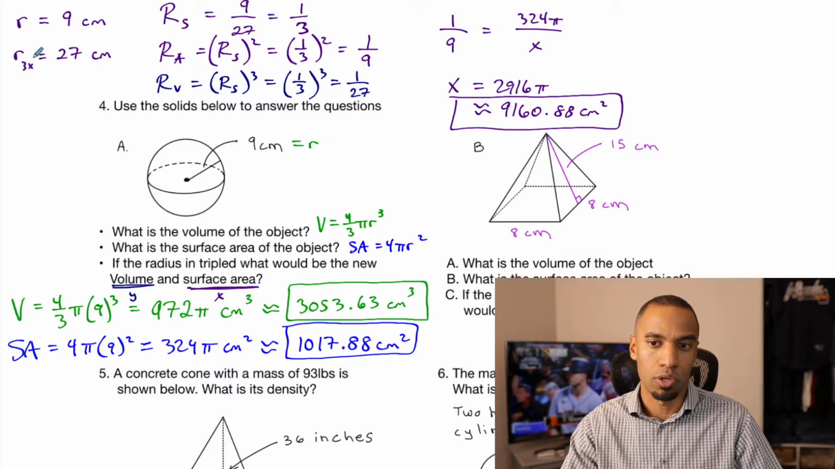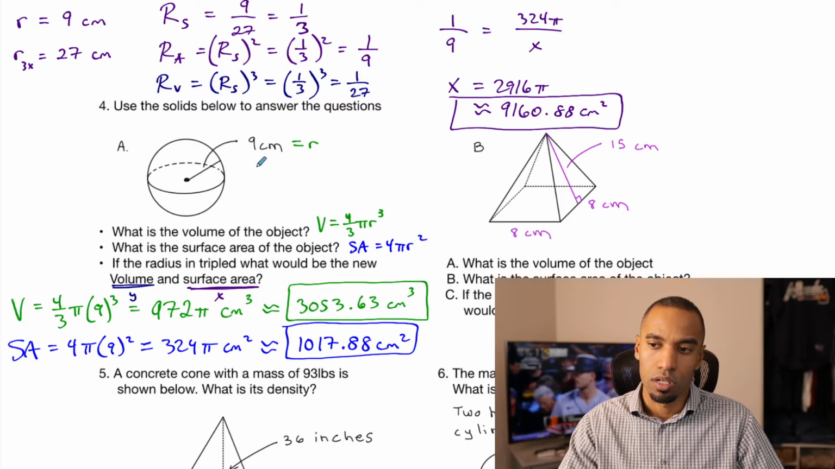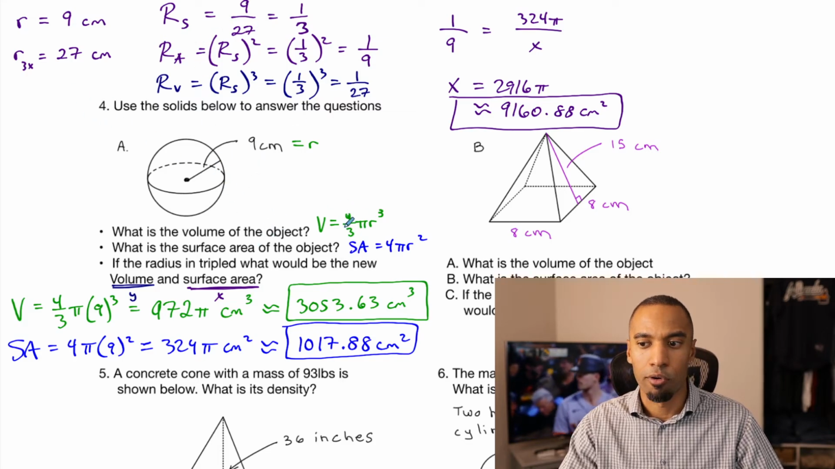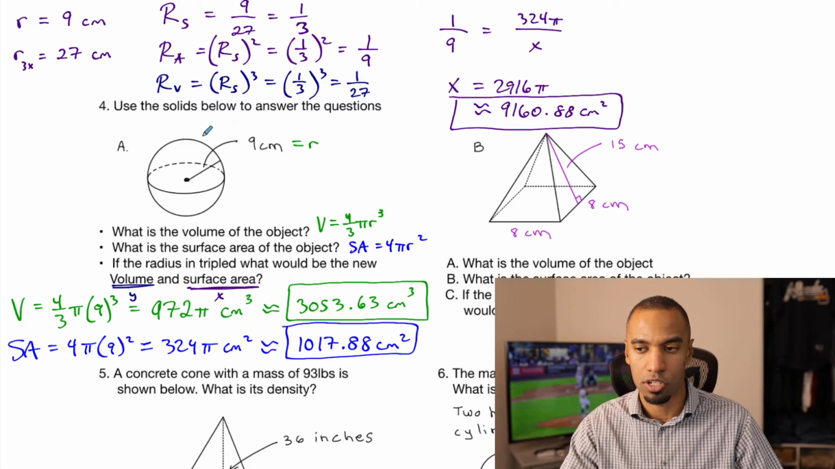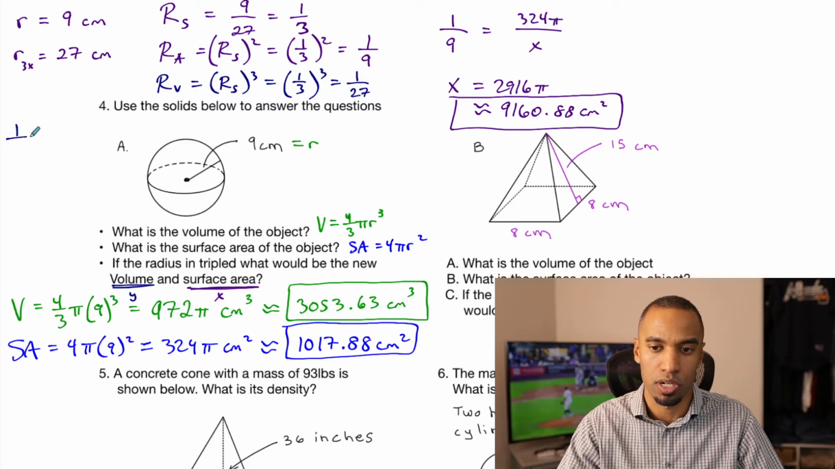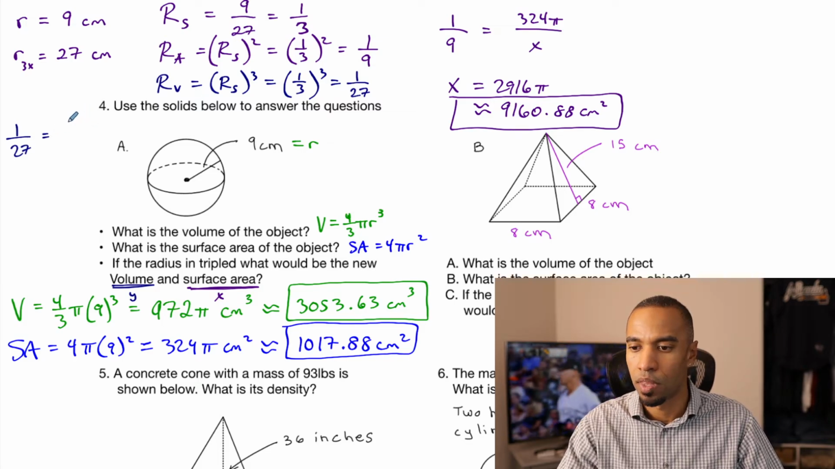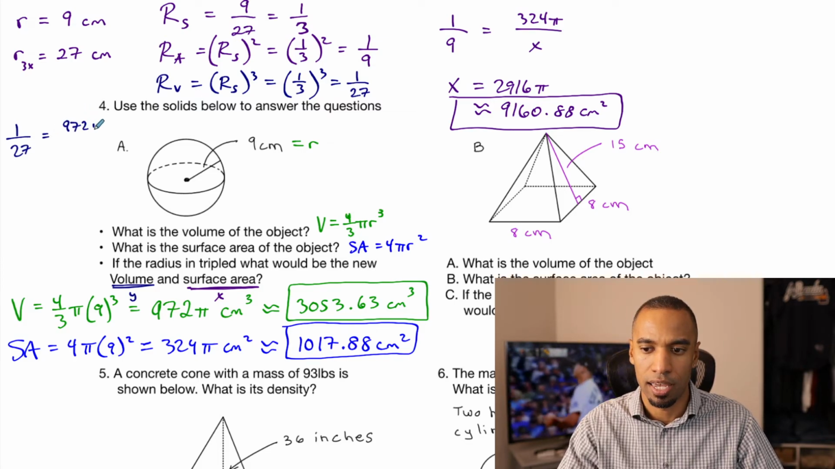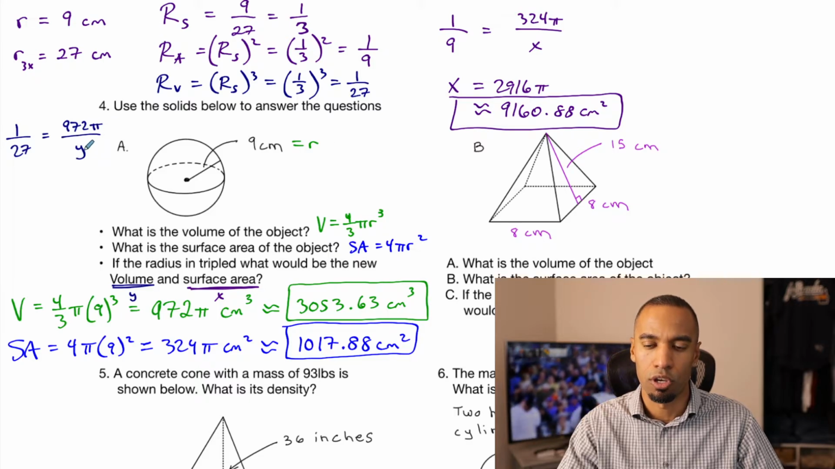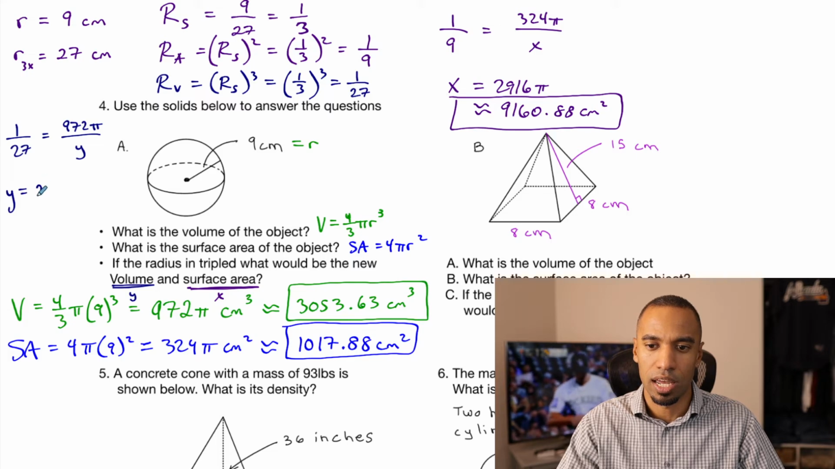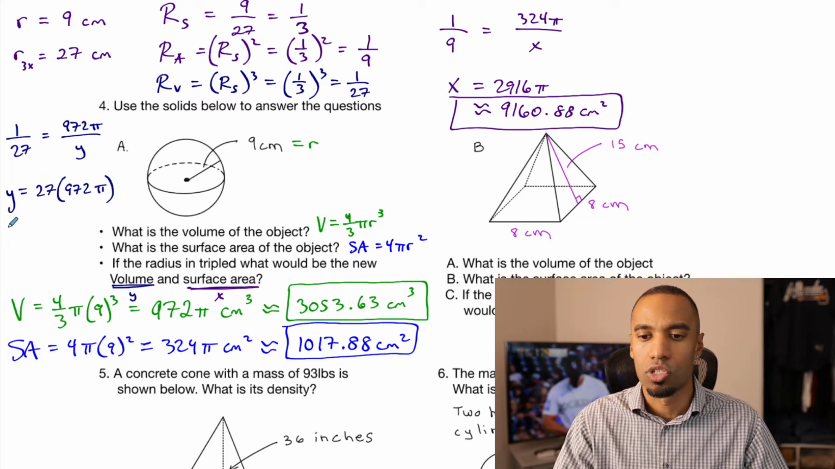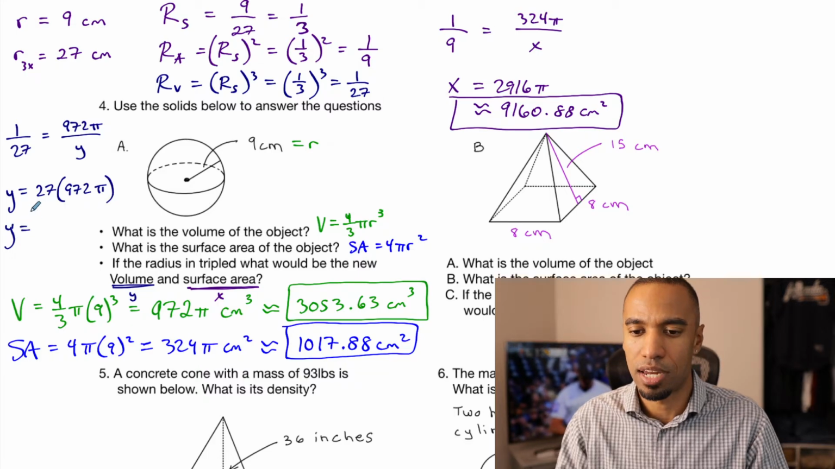So you could do 4/3 pi times 27 cubed, and you'd get your answer. But as far as setting this one up, I could do, once again, another proportion: 1 to 27 as the original volume of 972 pi is to my new volume, Y. If I cross multiply, Y equals 27 times 972 pi.